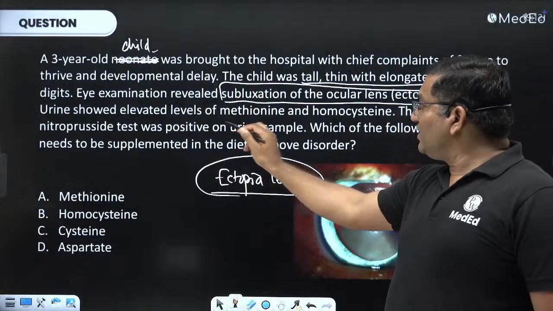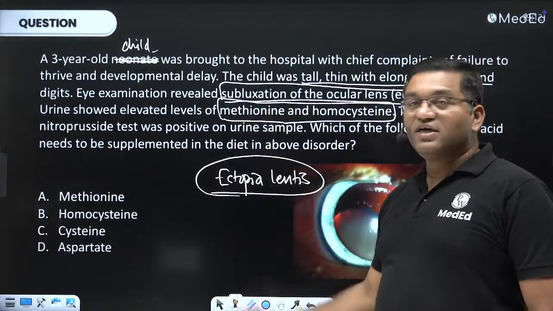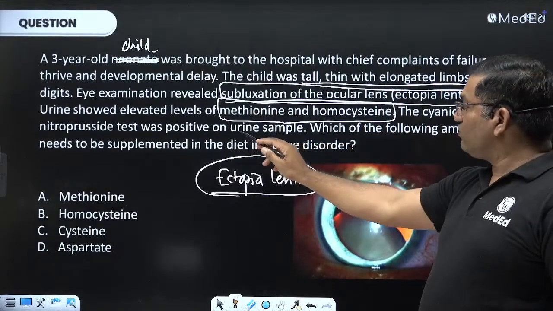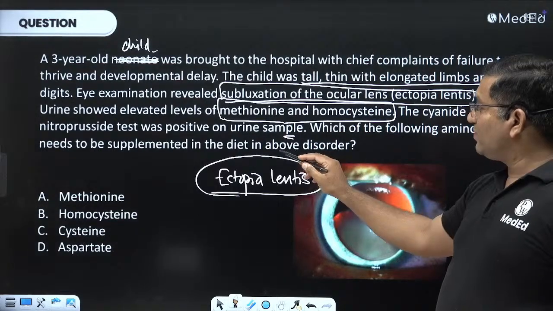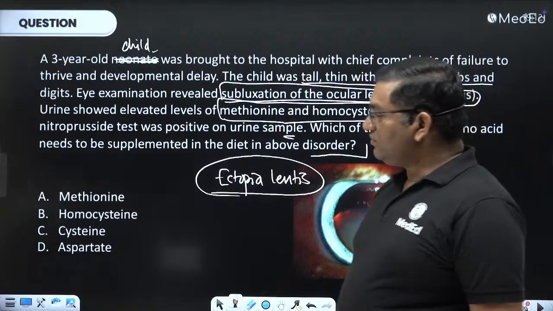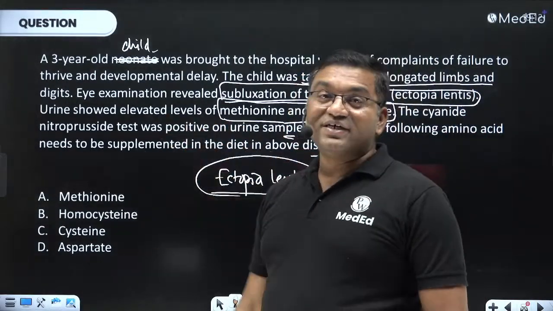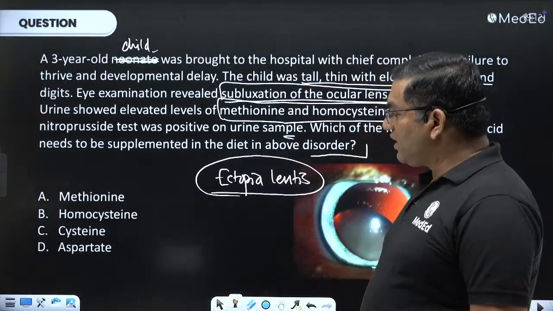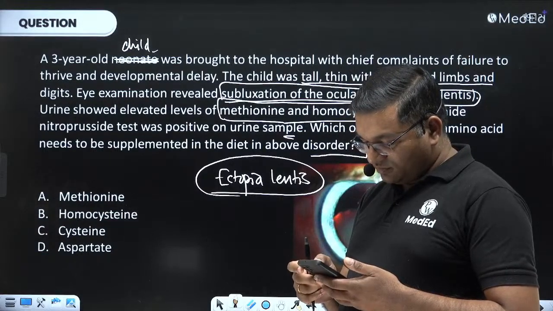Urine showed elevated levels of methionine and homocysteine. The cyanide nitroprusside test was positive on the urine sample. Which of the following amino acids needs to be supplemented in the diet in the above disorder? So this is a very, very important condition. What should be the answer here?